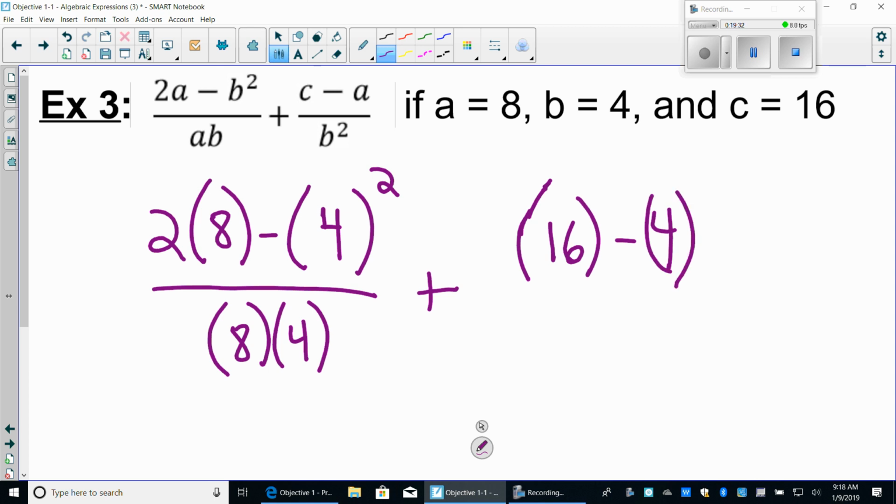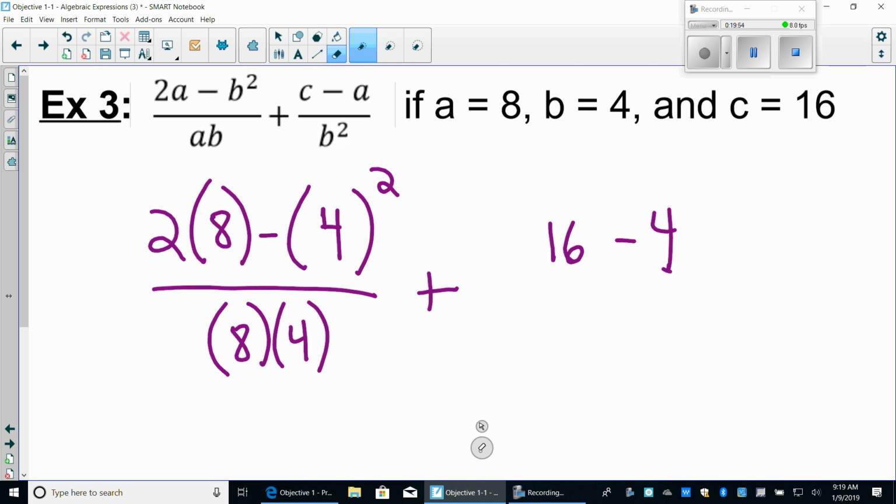Now, here's my question. Do I really need parentheses around this stuff right here? Why not? There's nothing around it. There's nothing on the inside. So, you know, I'm trying to help you make things simpler. Okay? So if it's by itself, you technically don't have to have parentheses around it.